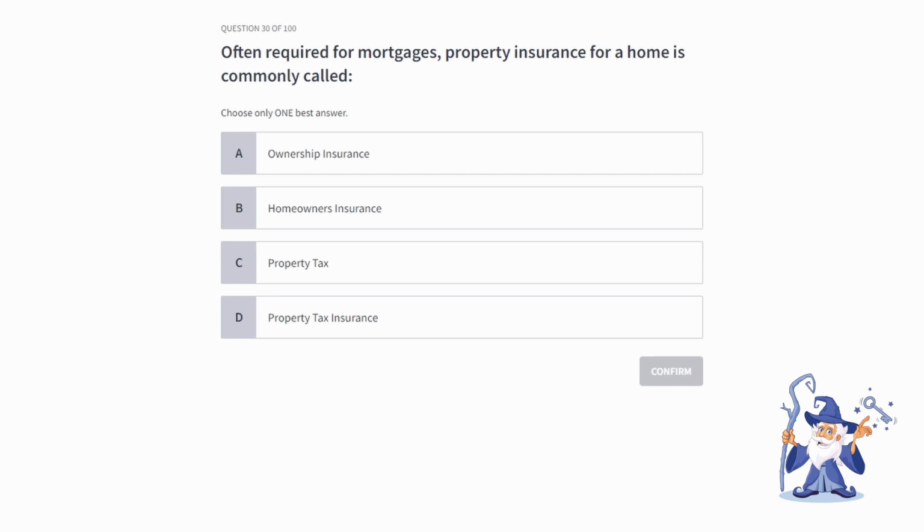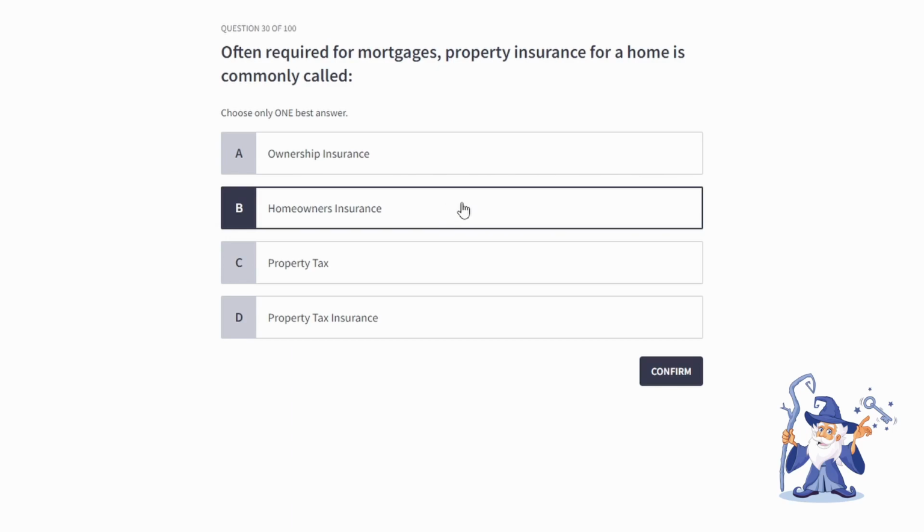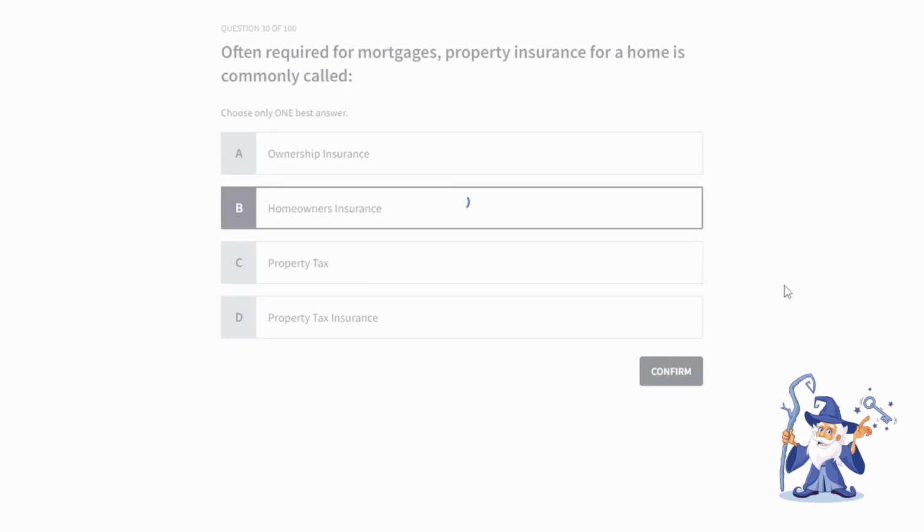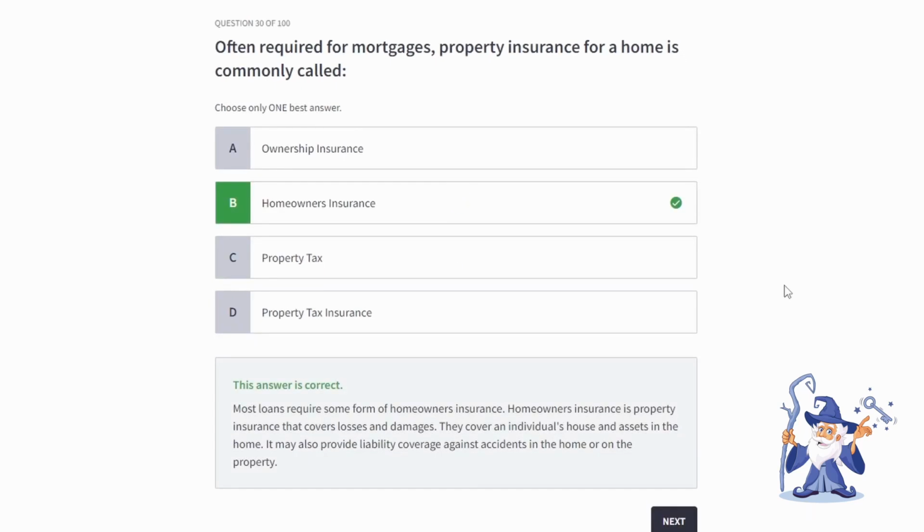Okay, so pretty straightforward one, but again, one of those ones where you don't need to overthink it. So many people do overthink things, and I've done numerous videos about this. Keep it simple. Seriously, homeowners insurance is your answer for this one. It's often required for mortgages, like 99% of the time. But yeah, most loans require some form of homeowners insurance.